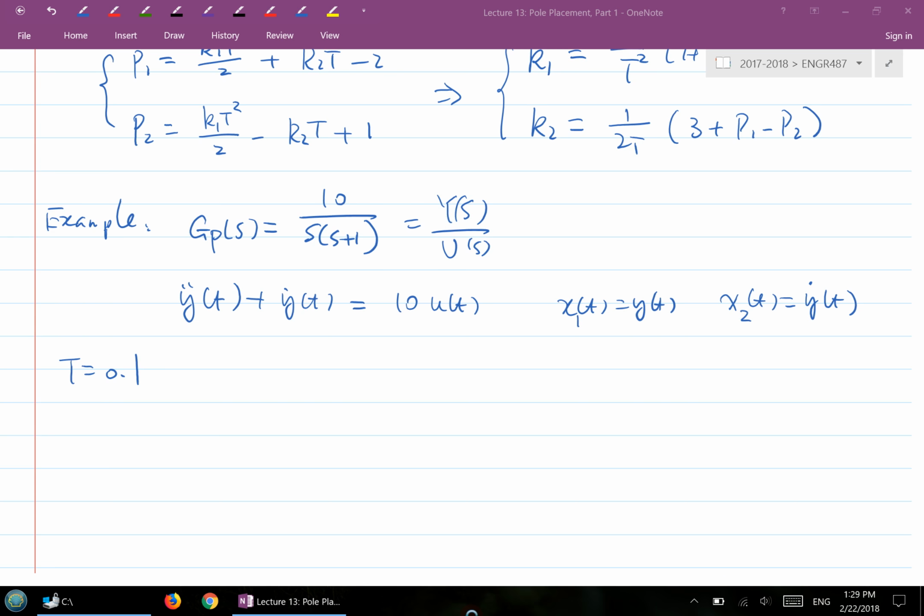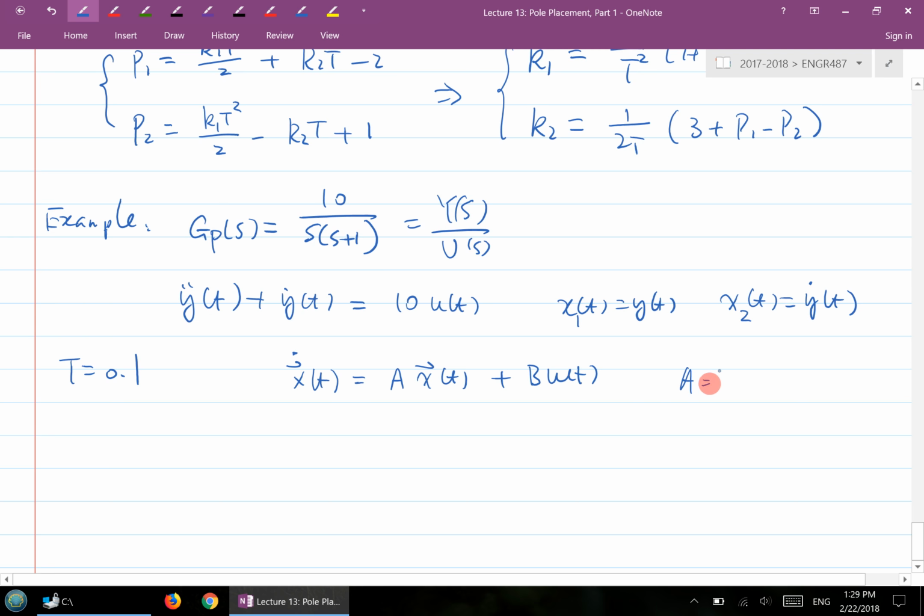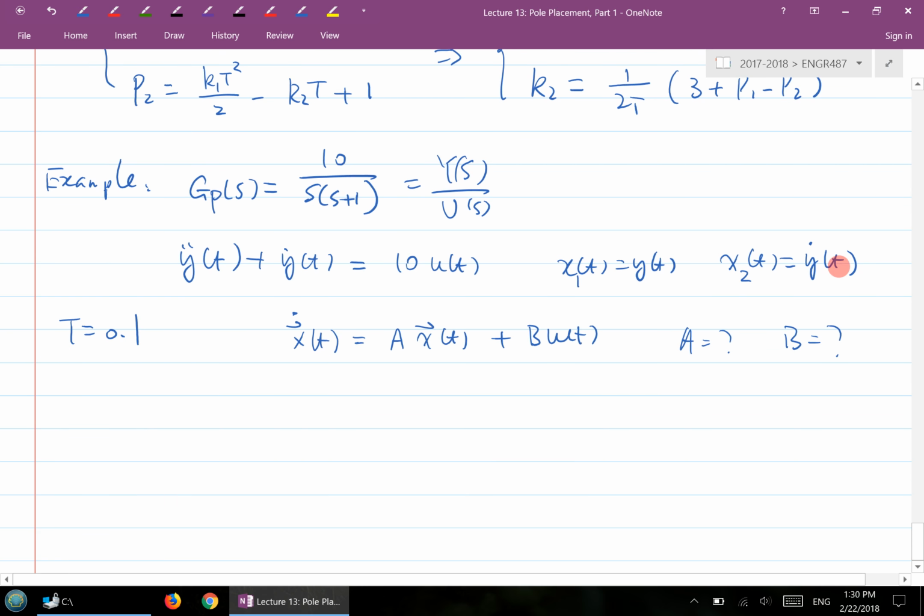Basically, from here you can write down, try yourself, okay? What is the continuous state space model? Basically what A equal to and what B equal to. Try it yourself. This is going to be a test. There will definitely be this kind of question in the midterm.